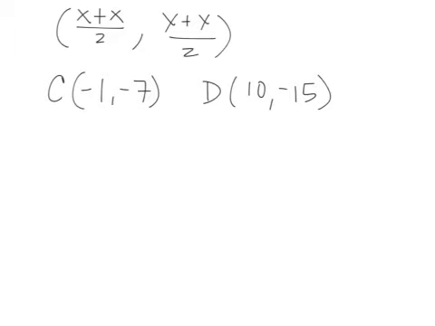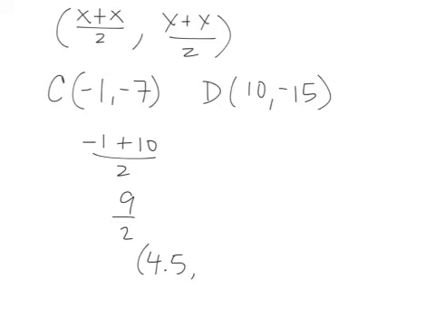Okay, so after attempting to find the midpoint of CD, let's go through the process and see if you did it correctly. We take the x values, -1 and +10. We average those. -1 plus 10 is 9. 9 divided by 2 is 4.5. That is the x value for our midpoint.